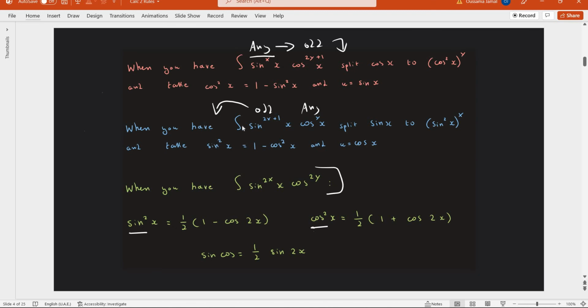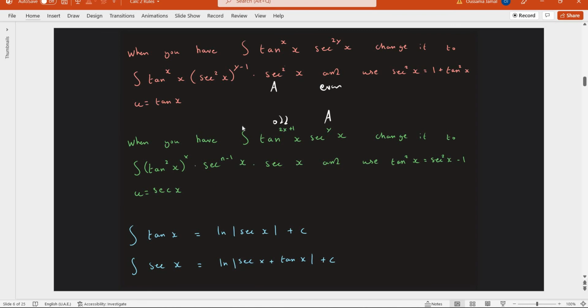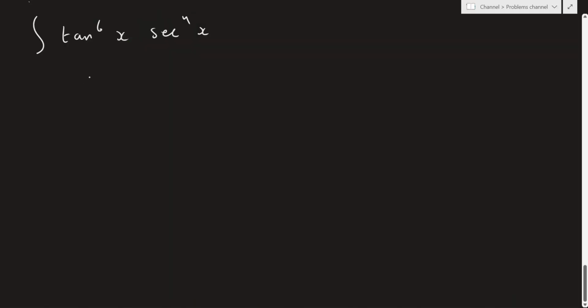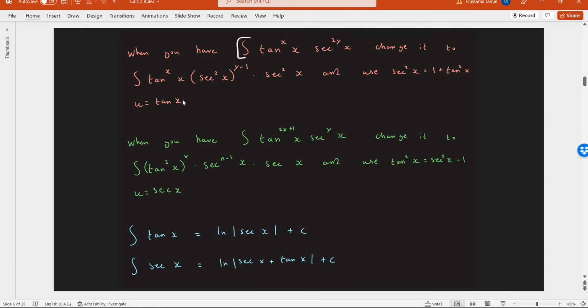Okay, the first thing I will do is analyze the question and its powers. The power here is even, and the power in secant power 4 is also even. Now let's check the rules. We have two cases. This one can be any, odd or even, and secant power 2y is always even. Tan 2x plus 1 is odd, while y is also any.